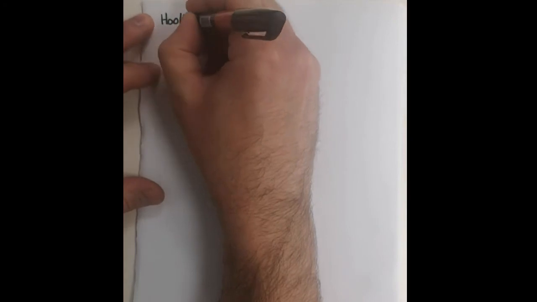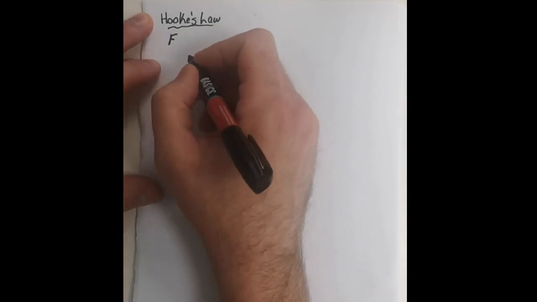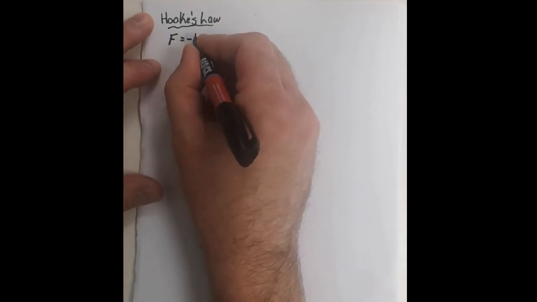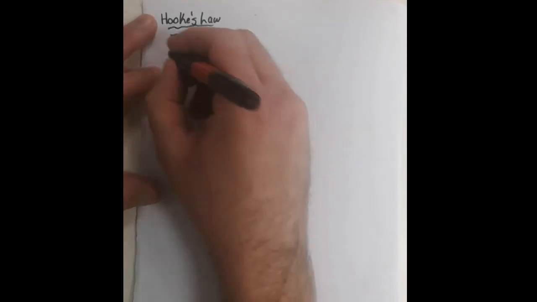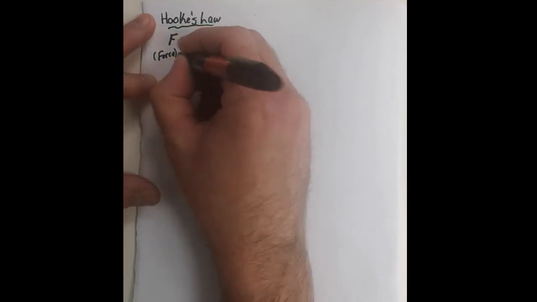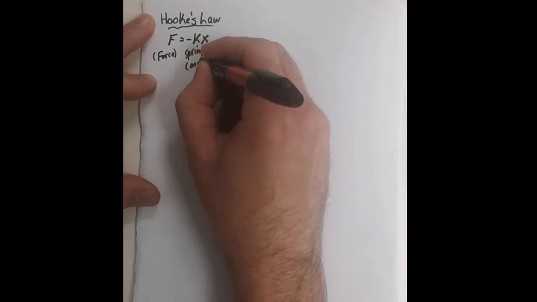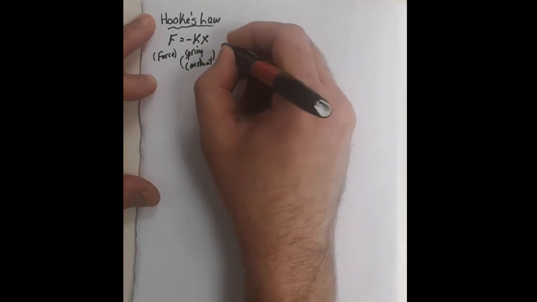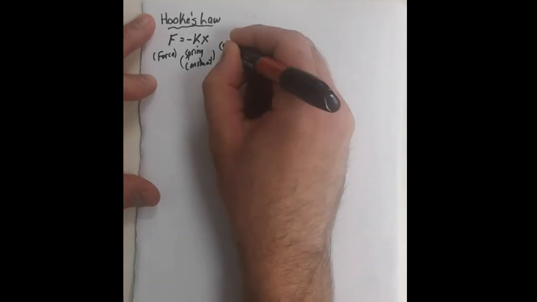Lesson 1.1.1, periodic motion. There were two equations that we worked with in this section, the first of which was Hooke's law. Hooke's law states that the force exerted on a spring is equal to a negative sign times our spring constant times our displacement, which is x. So this is force, this is our spring constant, this is our displacement. Displacement is how far it's stretched.